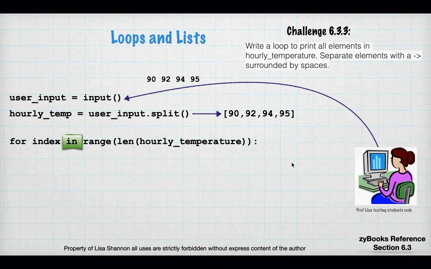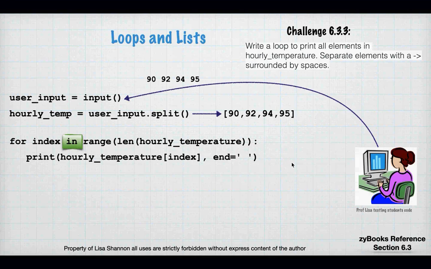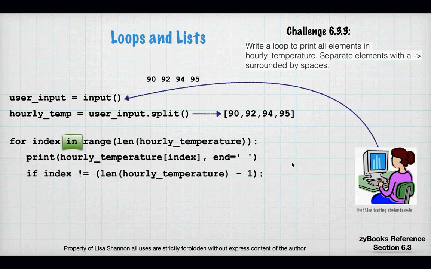And in dictionaries, you're going to be able to get the key value pairs. So in is very powerful, and it is our friend. Okay, so first thing I'm going to do is print the hourly temperature at index, ending with a space. And then if the index is not equal to the length of hourly temperature minus 1, which is why I did this as an index value instead of getting the actual element, because I need to stop one before the end so I don't print out an extra arrow.